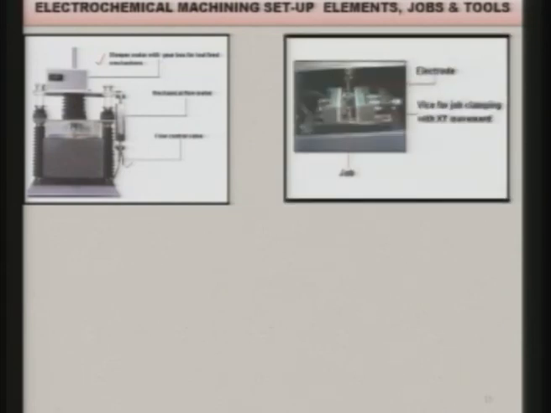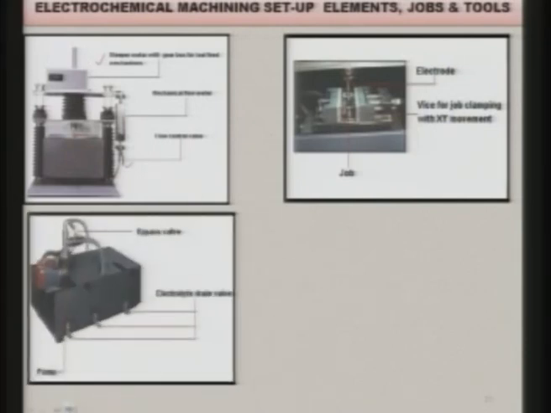Now, you can see in this figure clearly the job or the workpiece, and the fixture for job clamping with x and y movement you can give here, and this is the electrode. Normally, electrode is the tool. This is the tank where you store the electrolyte, then here is the motor, pump is there and bypass valve is there, and these are the three drainages through which you can take the used electrolyte, you can empty this tank and fill up with the new fresh electrolyte.